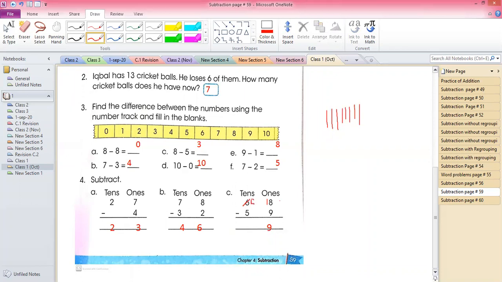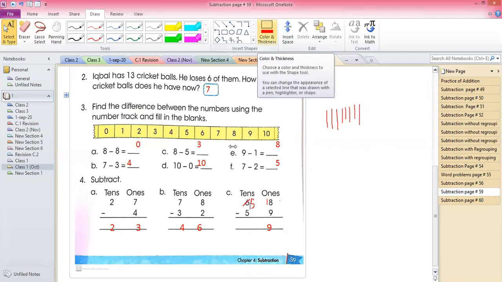Yes, Jamal. 0. 5 minus 5 is equal to 0. Very good. So we don't need to write 0. Thank you, Jamal. I will repeat again, guys.